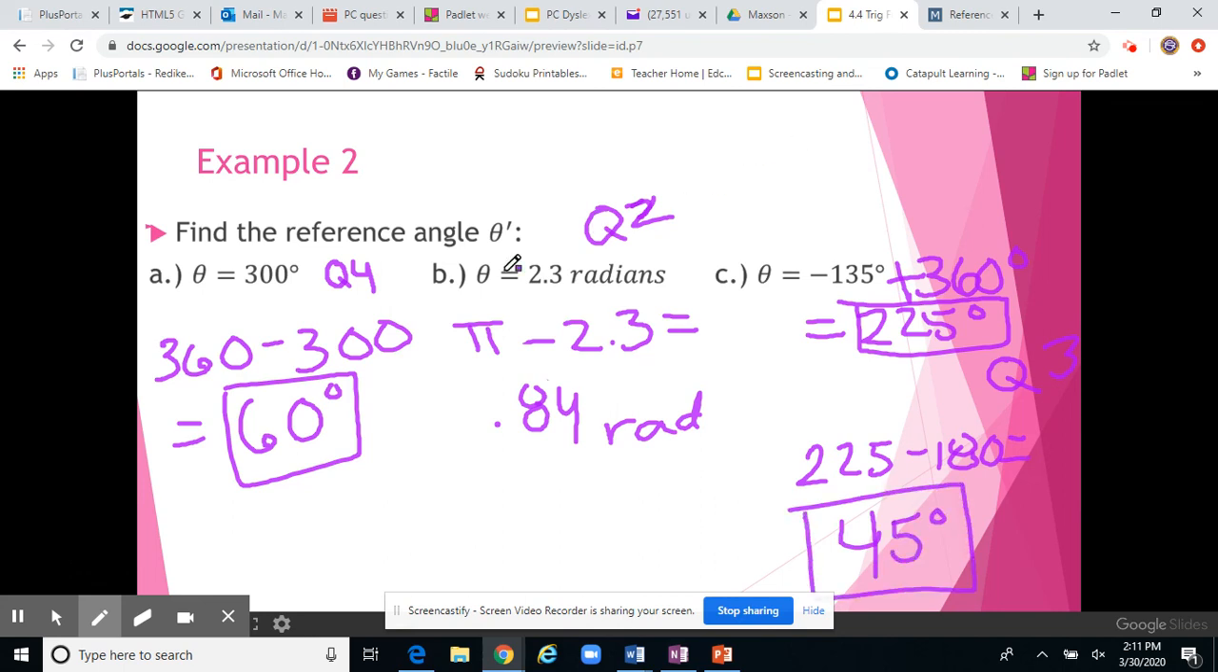So you can use reference angles to help you find points on the unit circle, makes it so you don't have to memorize the unit circle, and that is how you find them.